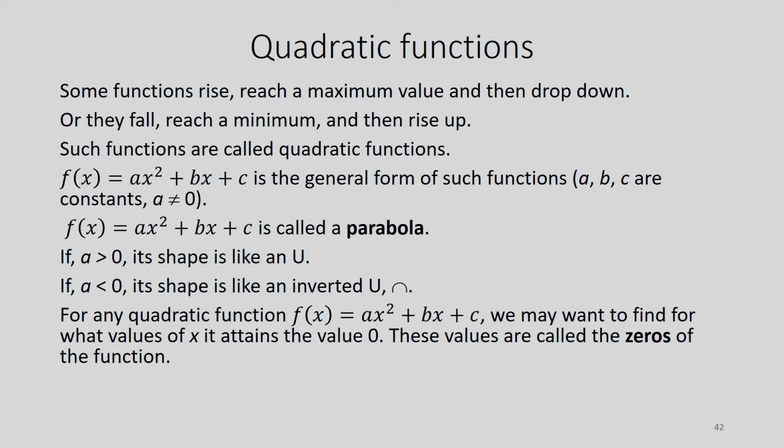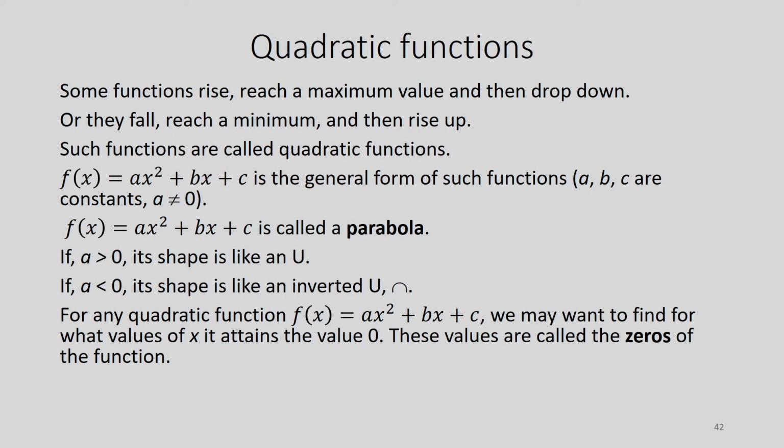Some functions rise, reach a maximum and then drop down, or it may happen these functions first decline, reach a minimum and then rise up. Okay. So, you can see that unlike linear functions which go only in one direction, these functions behave in a more complicated manner. Such functions are called quadratic functions.